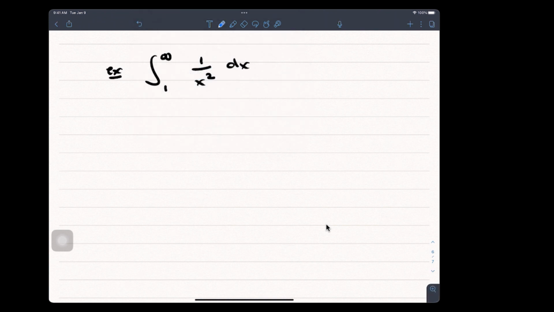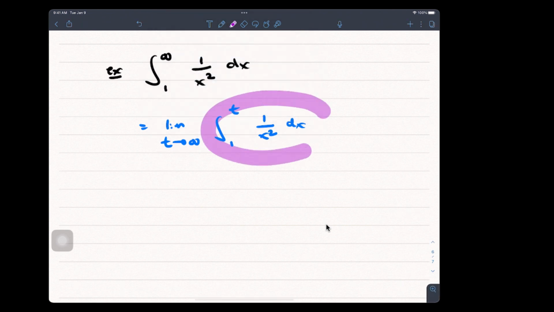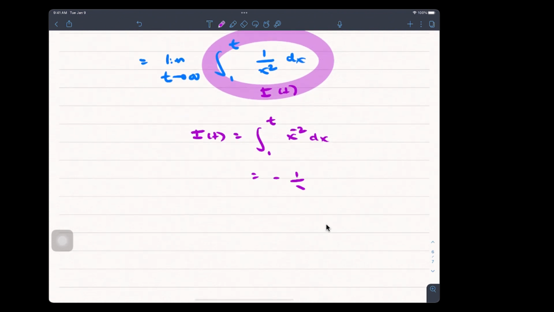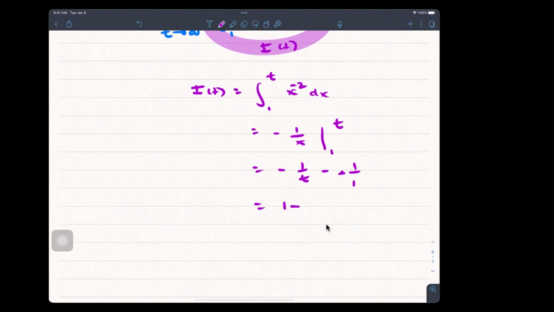Now, by definition, what does that mean? The limit as t goes to infinity, we integrate from 1 to t, 1 over x squared dx. What is this? I of t. If I want to find what that is, let's find out. Is that negative 1 over x from 1 to t? Negative 1 over t minus negative 1 over 1, which really becomes 1 minus 1 over t. So that's your I of t.